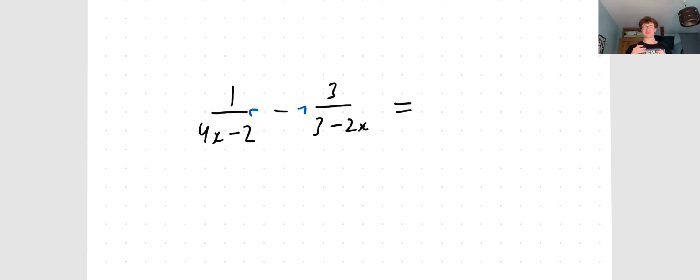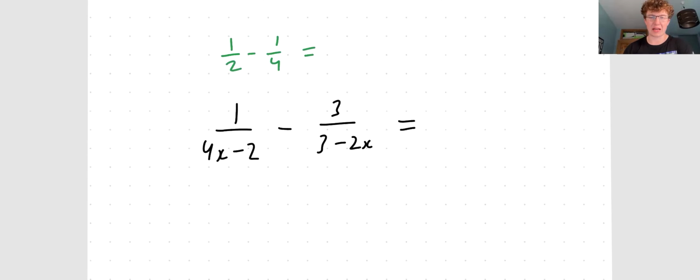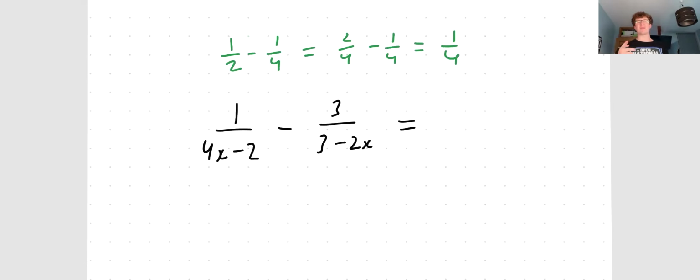Algebraic fractions. They look something like this. And the idea now is we want to simplify this. And it's the same as if we have fractions, say I gave you 1 over 2 minus 1 over 4. We can't just minus the top and the bottom. We need the denominators to be the same. So this would have to be 2 over 4 minus 1 over 4, which is equal to 1 over 4. We need to do the same thing here. We need the denominators to be the same.